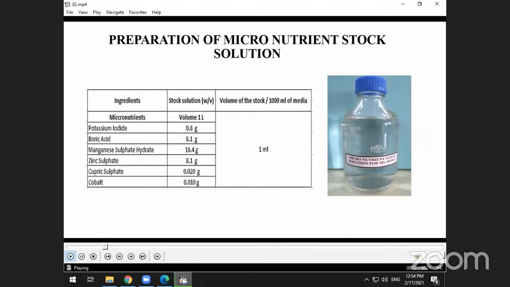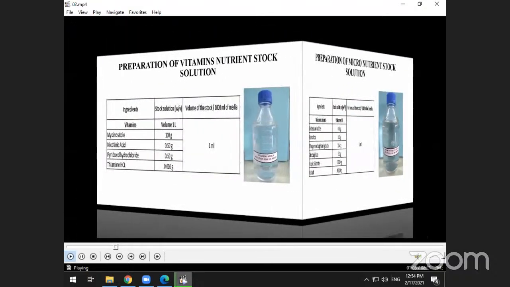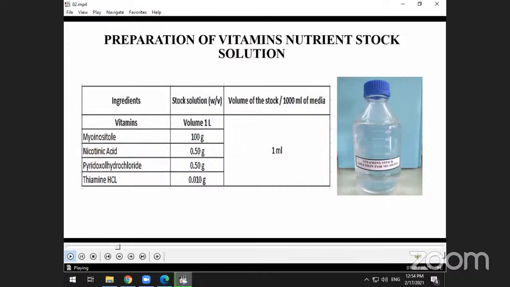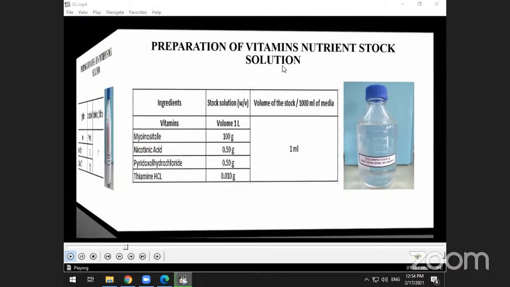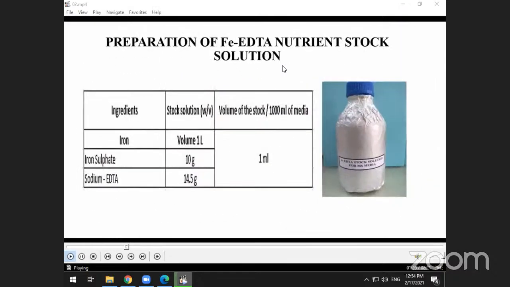Weigh desired amount of micronutrients in 1 liter of distilled water, one by one, dissolve them properly, and store in refrigerator for further use. Prepare all the stock solutions and store them for further use for the preparation of MS media.